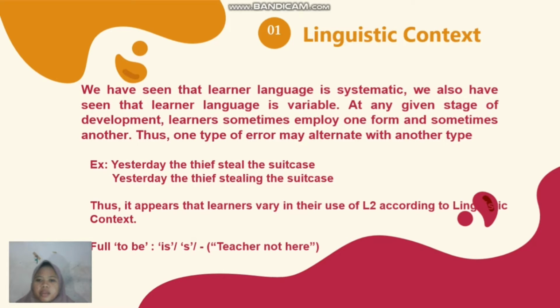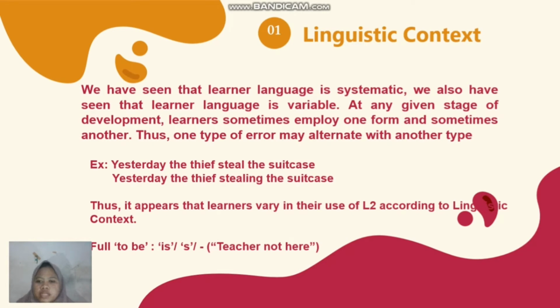Okay, the first is about linguistic context. We have seen that learner language is systematic. We also have seen that learner language is variable. At any given stage of development, learners sometimes employ one form and sometimes another. Jadi kalau menurut konteks linguistik ini, kita biasanya melihat bahwa pembelajar bahasa ini sistematis. Kita juga biasanya melihat bahwa pembelajar bahasa ini variabel.